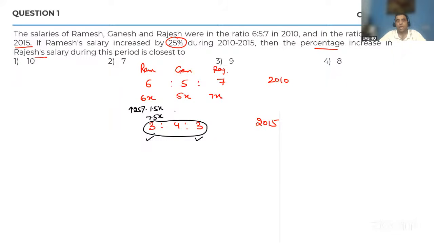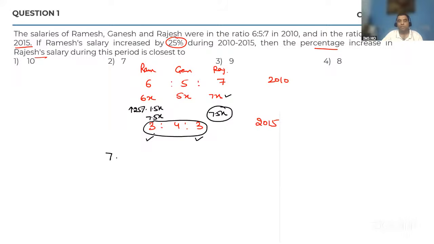That means if the salary of Ramesh is 7.5x, so therefore the salary of Rajesh has to be 7.5x. Can I say so or not? And since it is also 7.5x, earlier it was 7x, now it will become 7.5x. Now the question says, how much is the percentage increase?